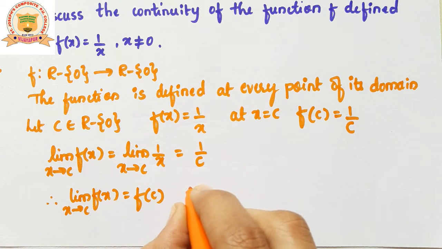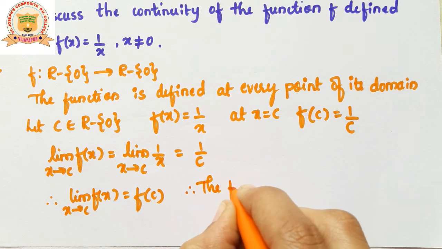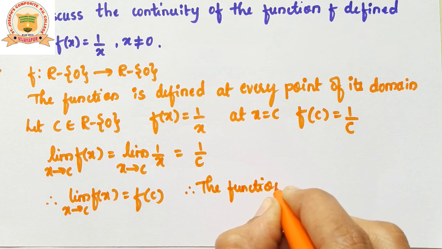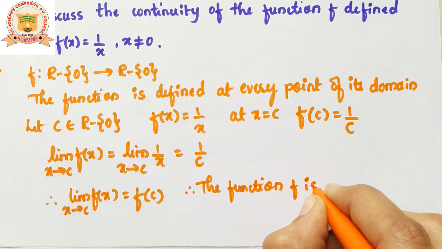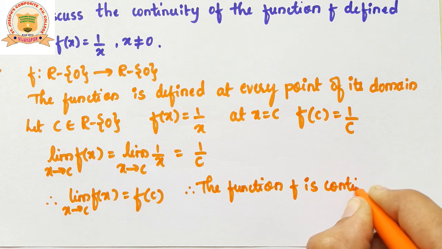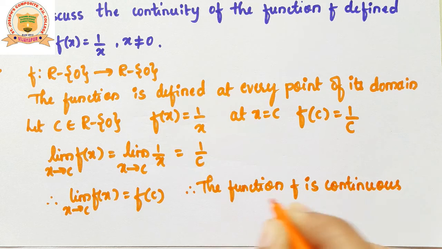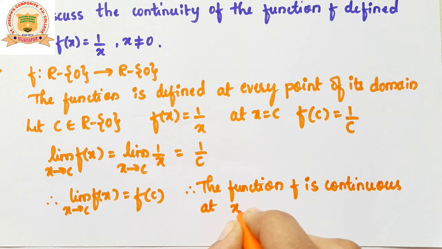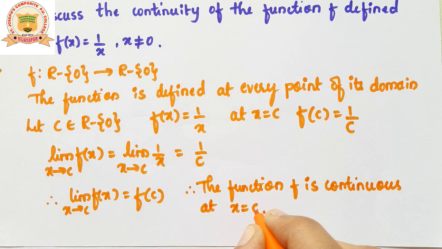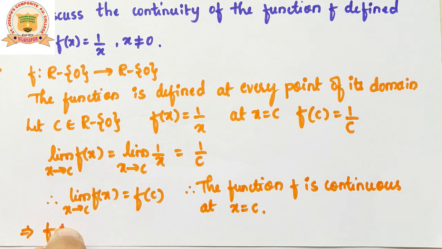Therefore, the function f is continuous at x equal to c. Here c is any non-zero real number. This implies the function is continuous at each and every point of its domain. This implies f is a continuous function.